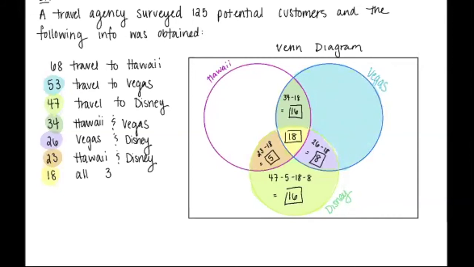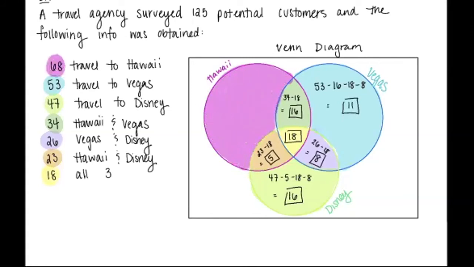I have 53 people in total, but I've got to get rid of the 16, 18, and 8 already accounted for. So there are 11 people that want to go to Vegas, but not the other 2. And then last but not least, well, not quite last, so we still got the outer area to account for.